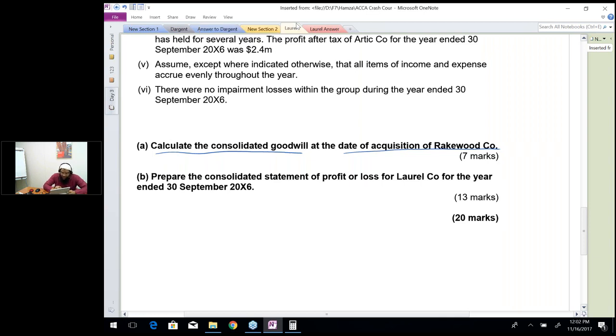Okay. Now part B says that prepare a consolidated statement of profit or loss for Laurel Company for the year ended 30th September 20x6. So there are 2 requirements, 7 marks for goodwill, easy marks, 13 marks for preparing the income statement, which is again not too difficult. Although there will be some adjustments which will be difficult, but not exactly too difficult.